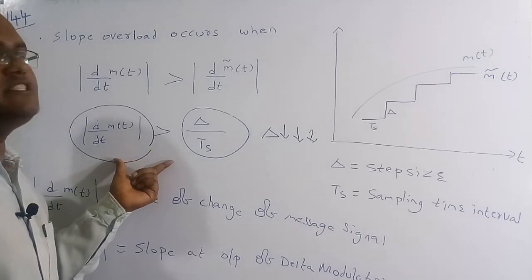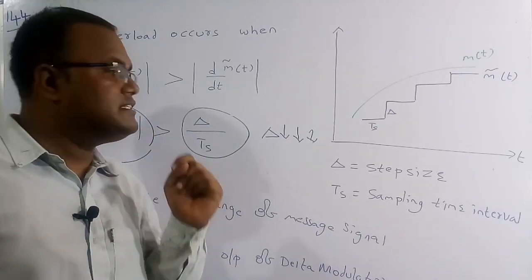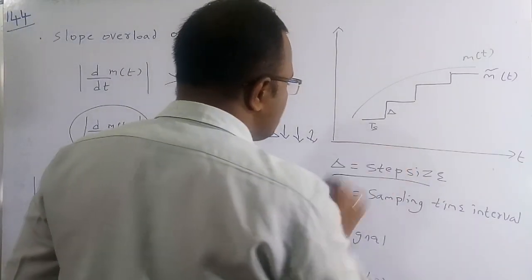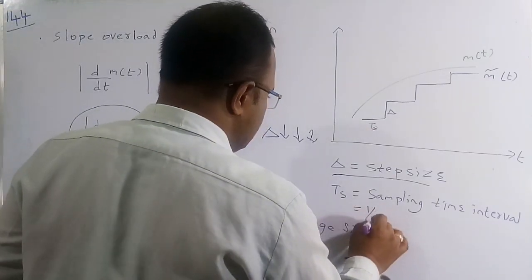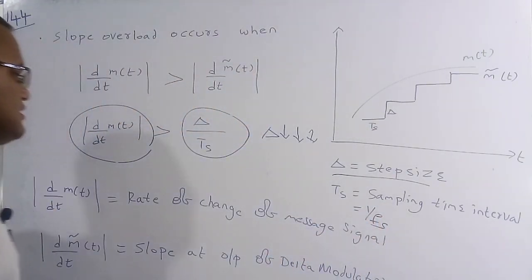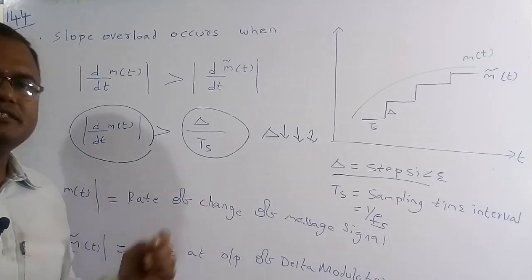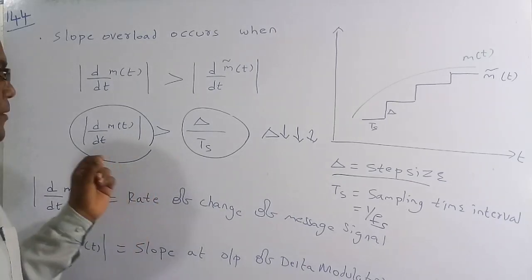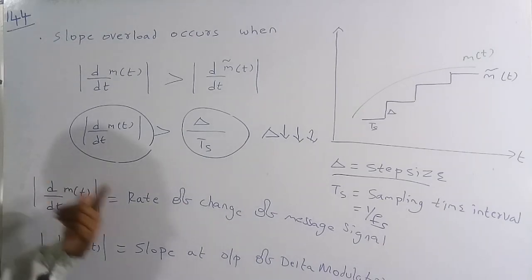Whenever this condition is satisfied, we can conclude that slope overload is going to occur in this delta modulator. Delta is called the step size and Ts is called the sampling time interval, which is the reciprocal of the sampling frequency, 1 by fs. Here d by dt of m of t is called the rate of change of the message signal, or we can say the maximum positive peak value of the rate of change of the message signal.